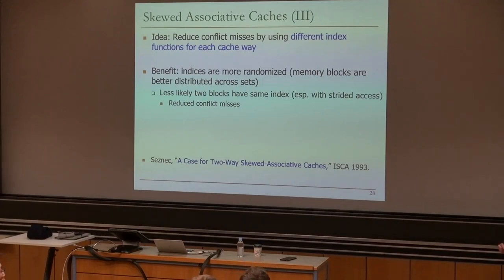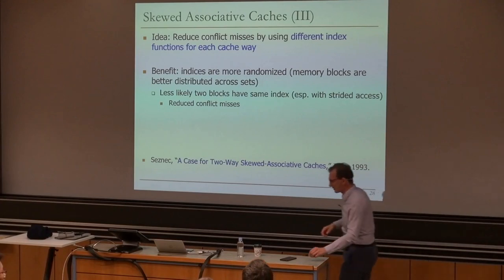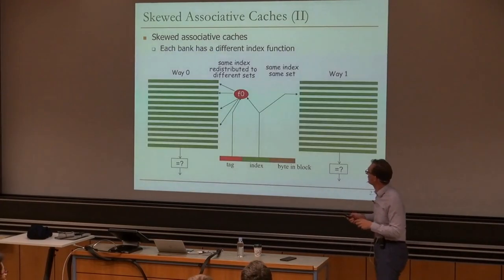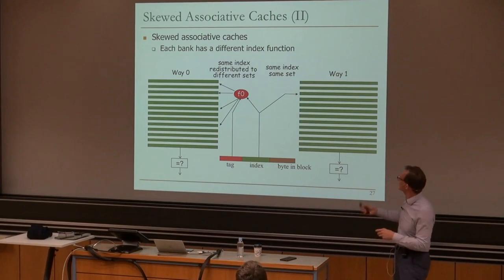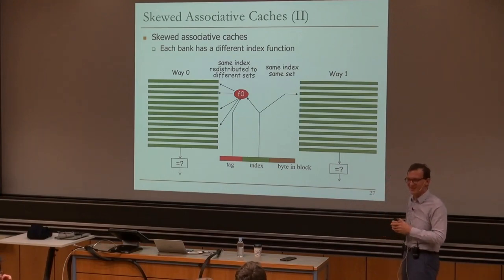Yes? I don't think I quite understood what a way is. Well, a way is basically, this is way zero, so this is a set. And this is a two-way associative cache, basically. Does that make sense? Yeah. Okay.